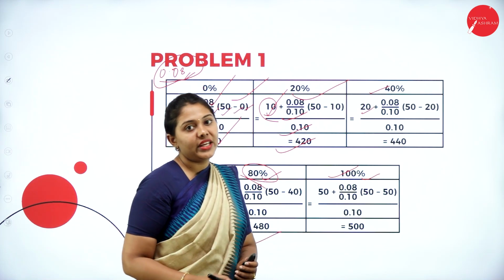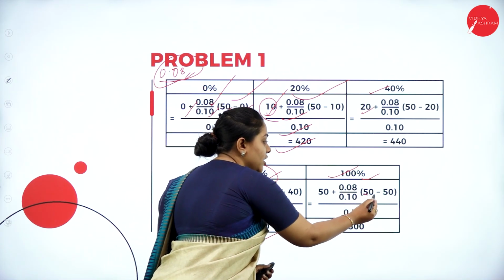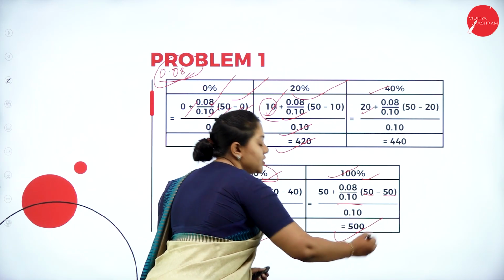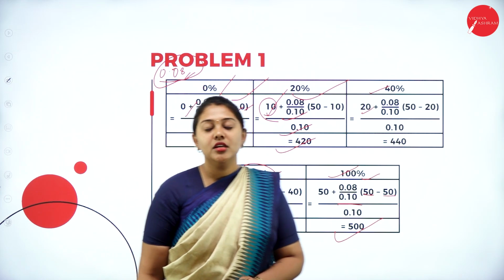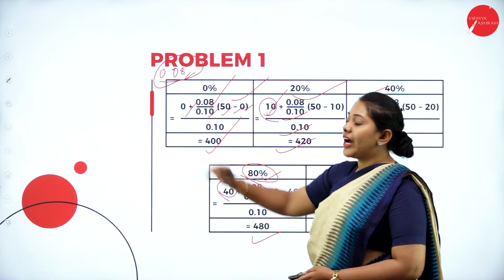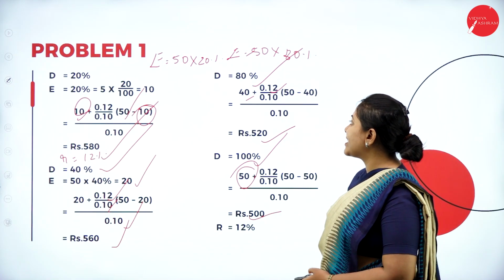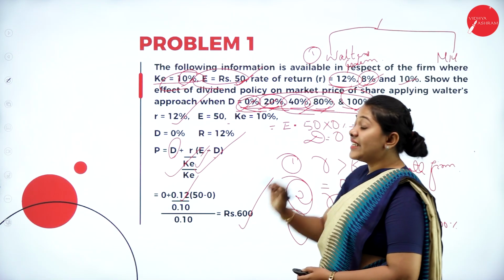0.10 is your equity capitalization rate. Then earnings minus dividend, the whole divided by 0.10, the answer you get is 500. So moving forward, we have done it for the return 0.08. One more rate of return is given in the question. What is that? It is 10%.